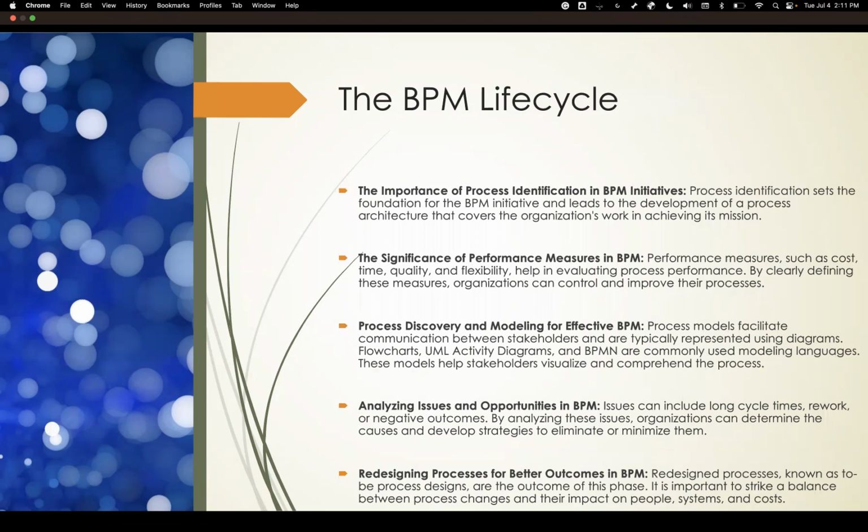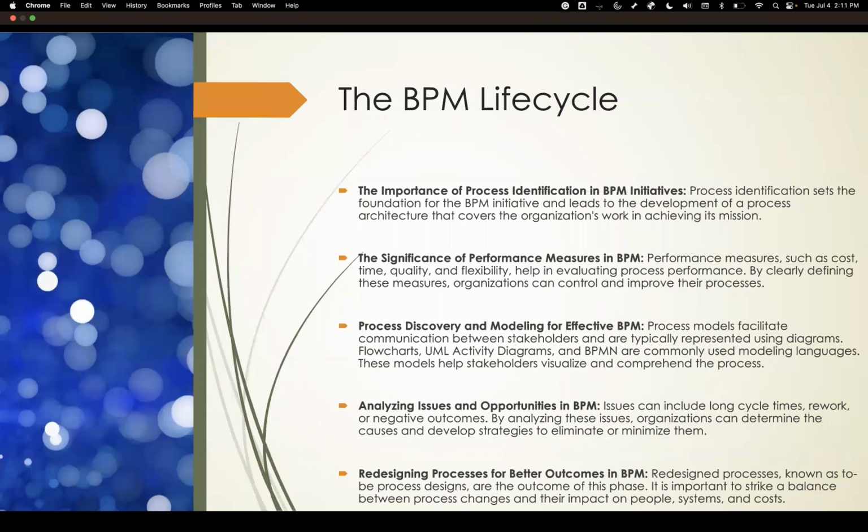The significance of performance measures in business process management. Performance measures such as cost, time, quality, and flexibility help in evaluating process performance. By clearly defining these measures, organizations can control and improve their processes.